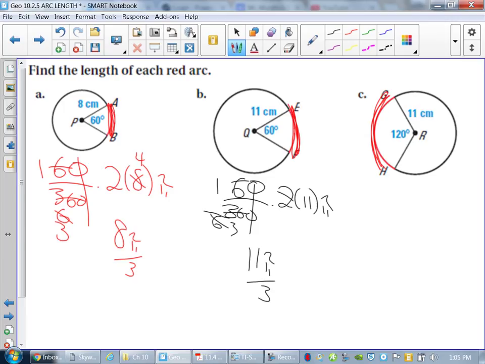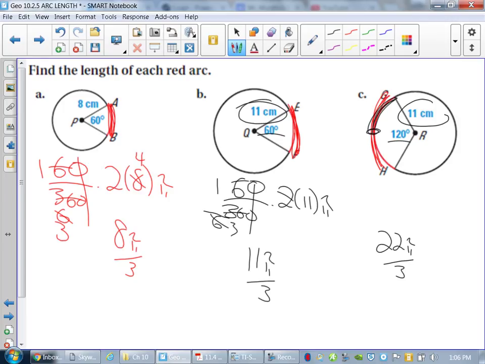Now take a look at the difference between the second and the third circles. Don't they have the exact same radius? If circles have the same radius, wouldn't they have the same circumference? Yeah. So what's the difference between 60 and 120 degrees? It's just double, isn't it? So if I double 11 pi over 3, what do you get? 22 pi over 3. It works. That's the reason why I wrote this. I wanted to show you guys that when you have the same radius and the angles are just doubled, that just means the distance of the arc has doubled. So this one will also be 22 pi over 3.